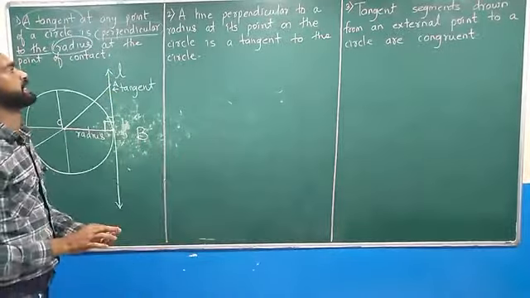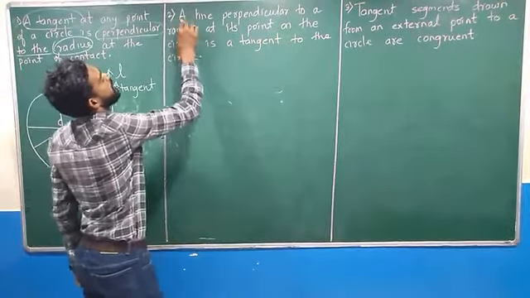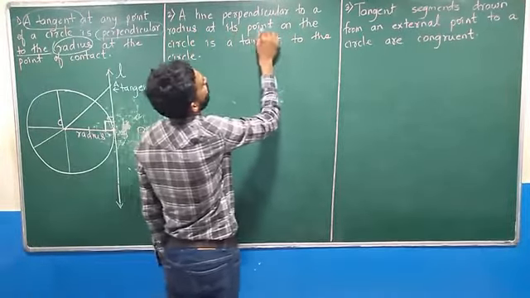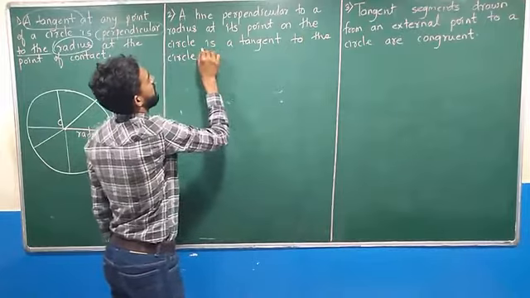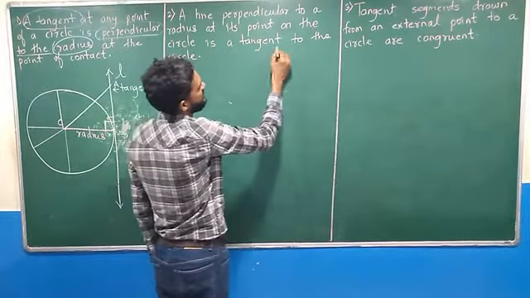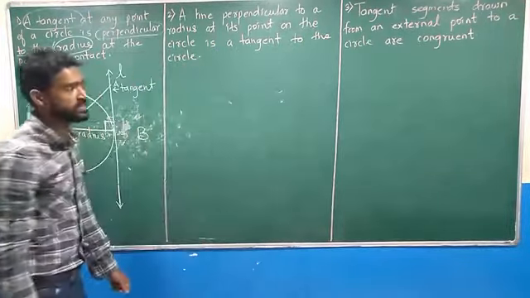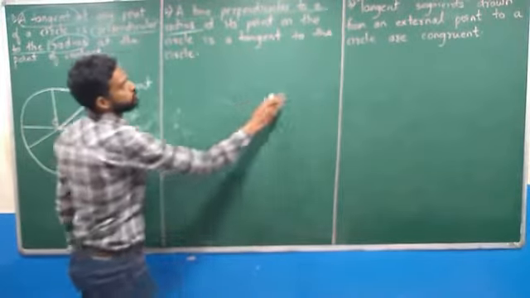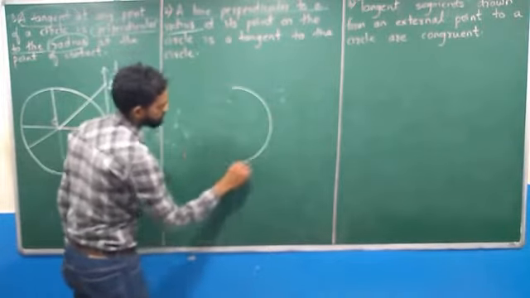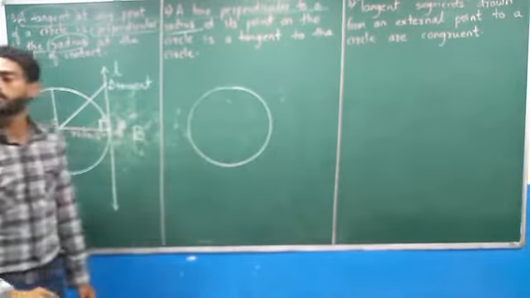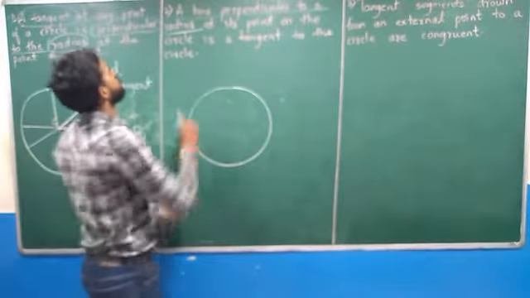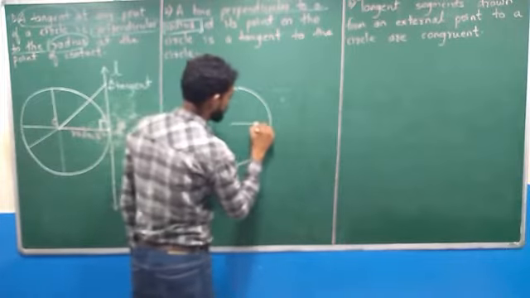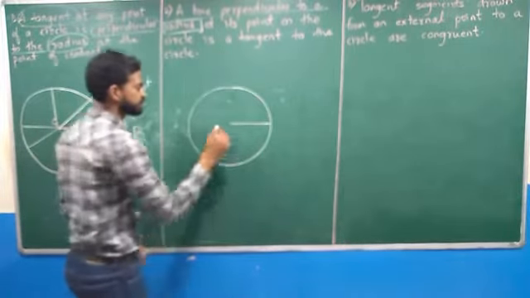Clear all? Now let's see the second property. A line perpendicular to a radius at its point of contact with the circle is a tangent to the circle. So what they are saying? A line is perpendicular to the radius. So let's say first we draw a circle. Let's say this is my circle, right? We need to draw a radius. So I am drawing a radius. This is my radius.